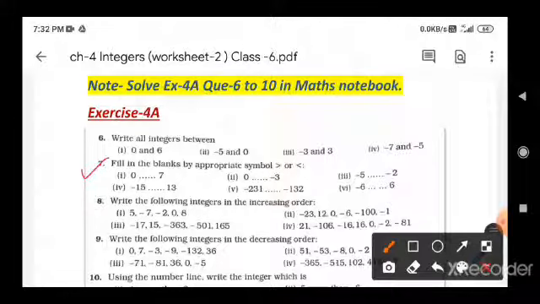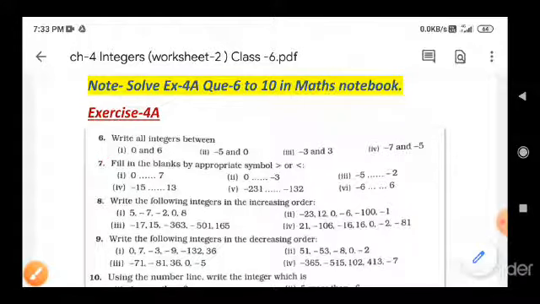Question number 7 is saying: fill in the blanks by the appropriate symbol, greater than or smaller than. So comparison, I told you, if both the numbers are positive, the greater will be greater and the smaller will be smaller. If the numbers are with positive and negative signs, positive will always be greater, as we know, because positive is always greater than negative. Suppose both the numbers are negative, so with the negative sign, the number which is smaller, actually it is bigger. So let's do some questions of this type.